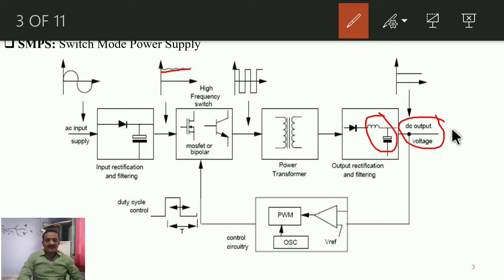Now the question is how it will be regulated. According to the load current condition, you will observe there is one feedback path. If the output voltage tries to get disturbed, either increase or decrease, the feedback signal will be provided to this PWM generator, and accordingly that PWM generator automatically changes its duty cycle.